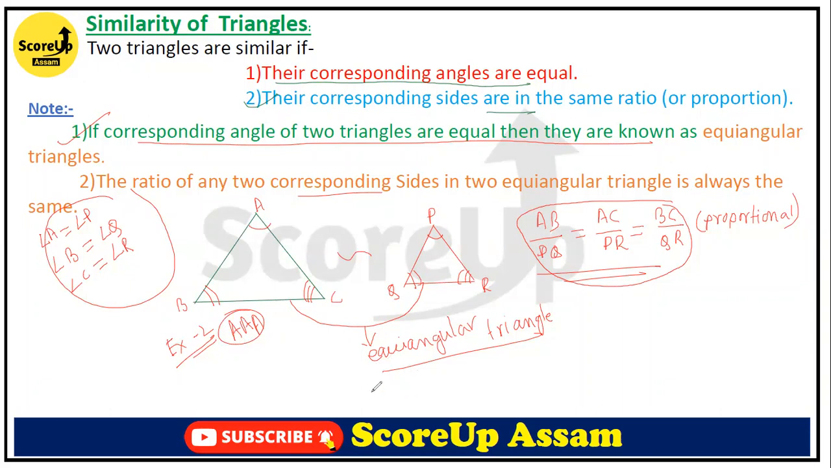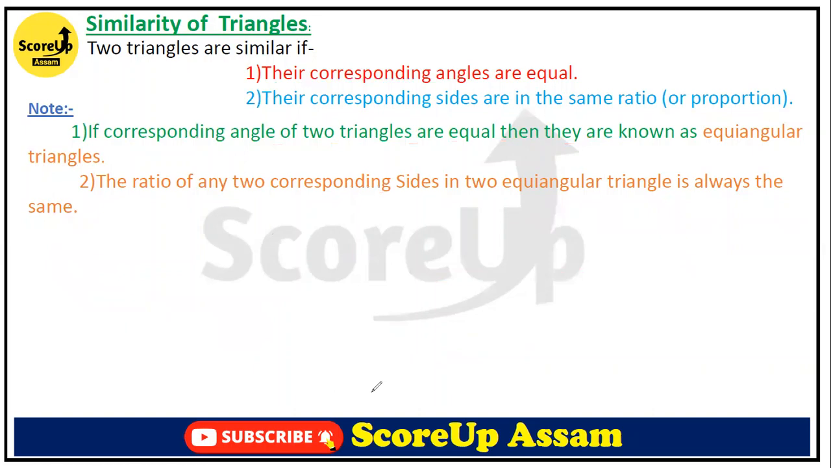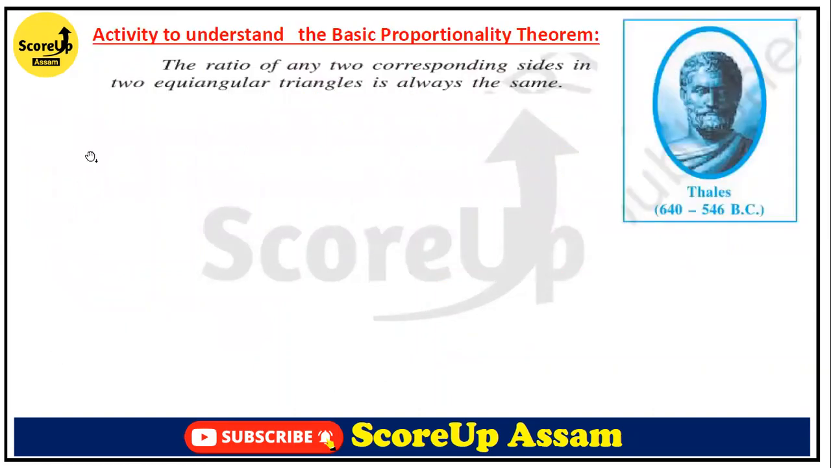Now we will move to our next topic, and it is an activity to understand Thales theorem. See, this man is Thales. Thales is a Greek mathematician born in 640 BC and died in 540 BC. That means around 2500 years ago he gave a theorem. Now we will try to understand the theorem. This activity is to understand the basic proportionality theorem or Thales theorem.